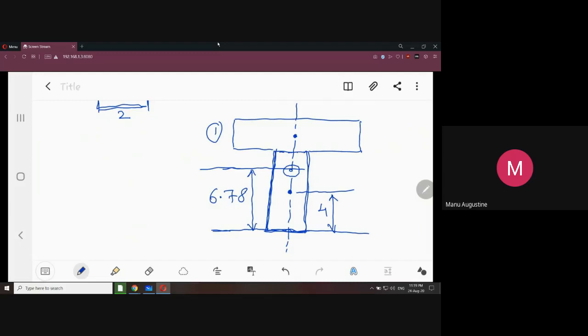Now what is the height of the individual centroid of the first area from the bottom axis? From here to here it is 8 centimeters because this side is 8 centimeters. Now we have to add this length to 8. Since this complete side of the rectangle is 2 centimeters, this height will be 1 centimeter. So 8 plus 1 makes it 9 centimeters. So this height is 9.